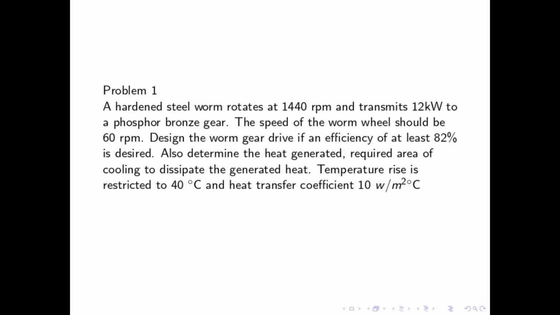A hardened steel worm rotates at 1440 rpm and transmits 12 kilowatt to a phosphor bronze gear. The speed of the worm wheel should be 60 plus or minus 8 percentage. Design the worm gear drive if an efficiency of at least 82% is desired, and also determine the heat generated and the required area of cooling to dissipate the generated heat.